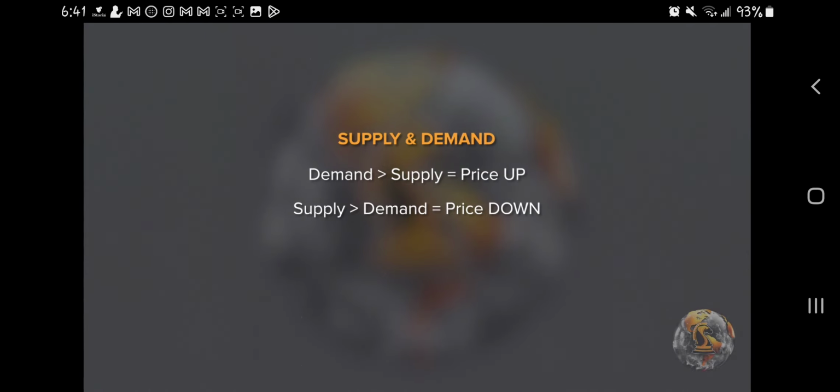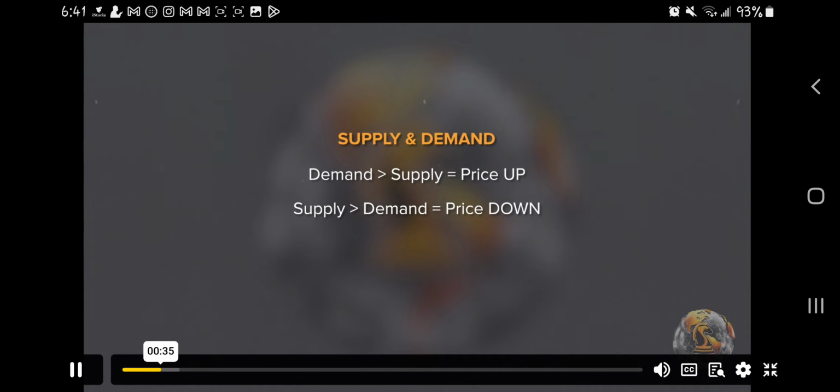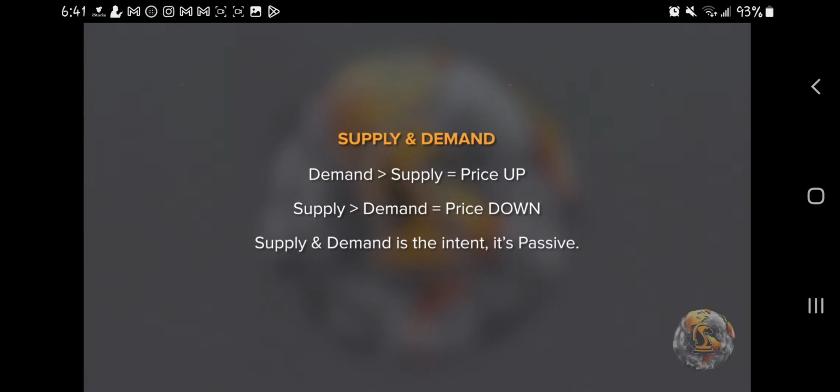But it's very important to distinguish that supply and demand is not the same as sellers and buyers. Supply and demand is the intent, it's passive. Sellers and buyers are active and aggressive. So I'll explain that now.